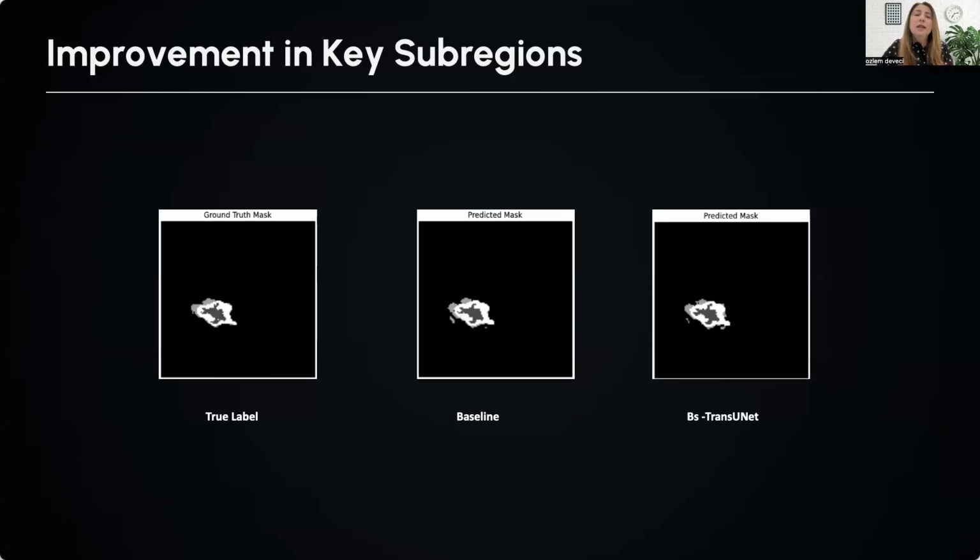Finally, in this example, observe the fine details at the periphery of the tumor. The baseline model smooths over these details, effectively ignoring the exact margin. The boundary supervised model preserves these jagged edges, which is critical for surgical planning, where every millimeter counts.